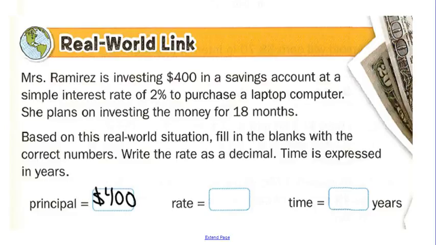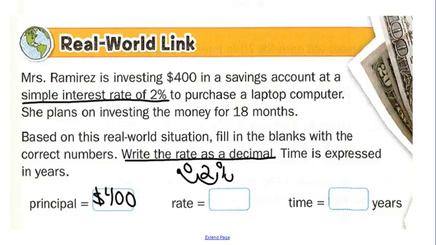Her rate, that's the percentage at which she earns interest. Well, it says savings account at a simple interest rate of 2%. But remember, write the rate as a decimal. So we have to move the decimal point for 2% over to the left 2 places. So it becomes 0.02. That's our rate.